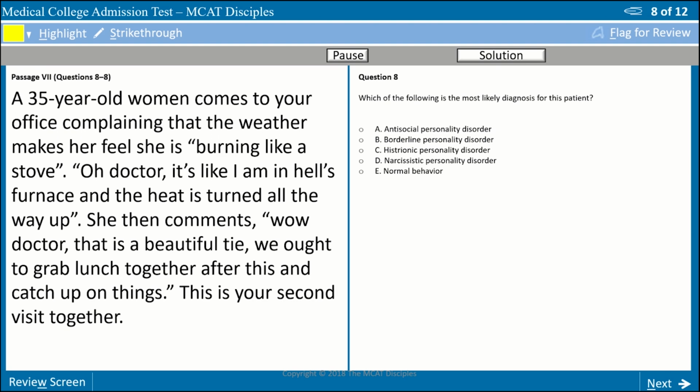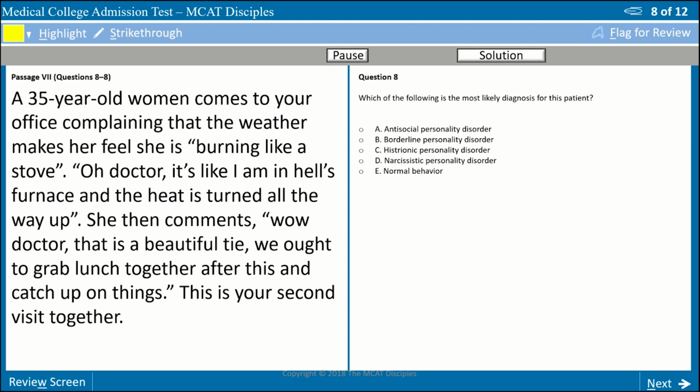A 35-year-old woman comes to your office complaining that the weather makes her feel she is burning like a stove. "Oh, doctor, it feels like I'm in hell's furnace and the heat is turned all the way up." She then comments, "Wow, doctor, that is a beautiful tie. We ought to grab lunch together after this and catch up on things." This is your second visit together.